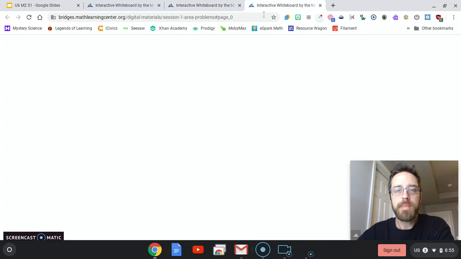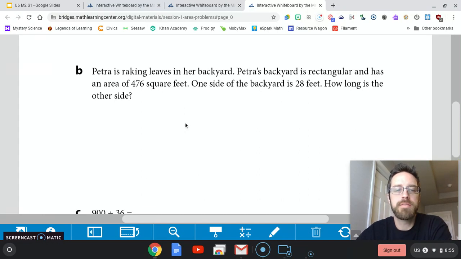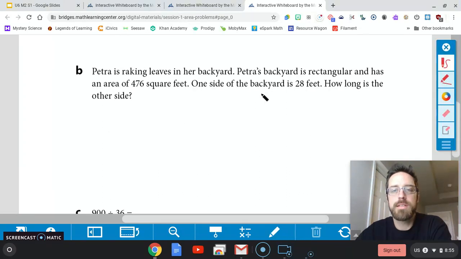All right, last problem we're going to look at today. Petra is raking leaves in her backyard. Petra's backyard is rectangular and has an area of 476 square feet. On one side, it's 28 feet. How long is the other side? So I'm going to start by drawing her backyard. So we know the total is 476, and this is a little bit more of a challenging problem because it's a double.